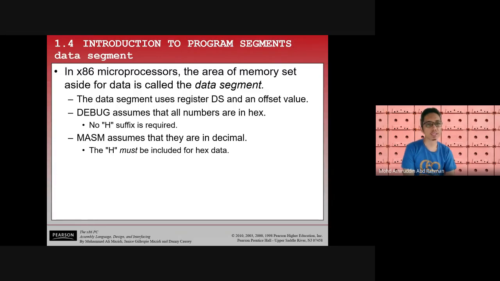MASM assumes that they are in decimal. So this is actually the difference between two types of assembler that can be used to program the microprocessor. In the debug, we don't need to write H, but in the MASM, H must be included, because the values are assumed to be decimal.